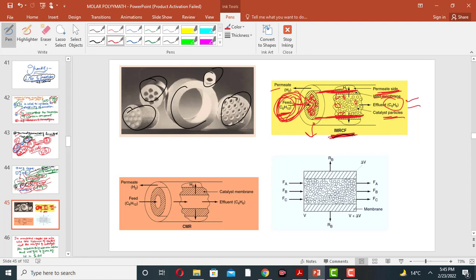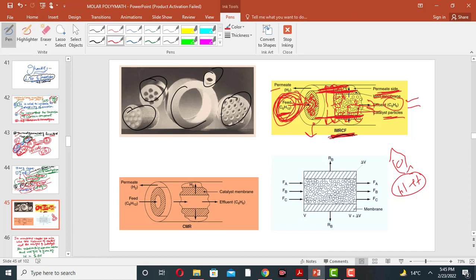The molecular size of hydrogen is very small, so the hydrogen will pass through the membrane. The membrane allows only hydrogen molecules to pass through it, because the molecular size of hydrogen is very small as compared to the benzene molecule. For example, the benzene molecule is this type, and hydrogen is very small. So hydrogen will pass through the membrane, and the benzene and hexane molecules will not pass through the membrane surface.